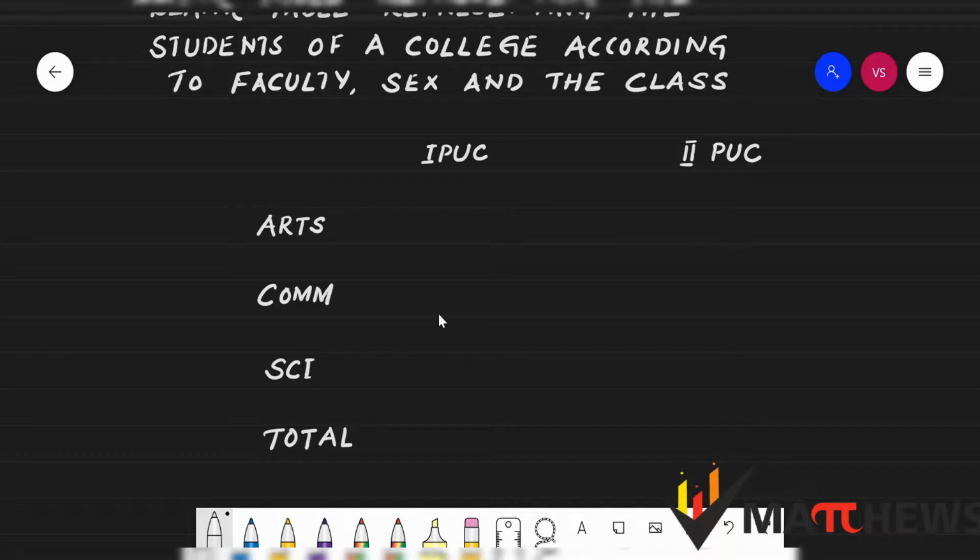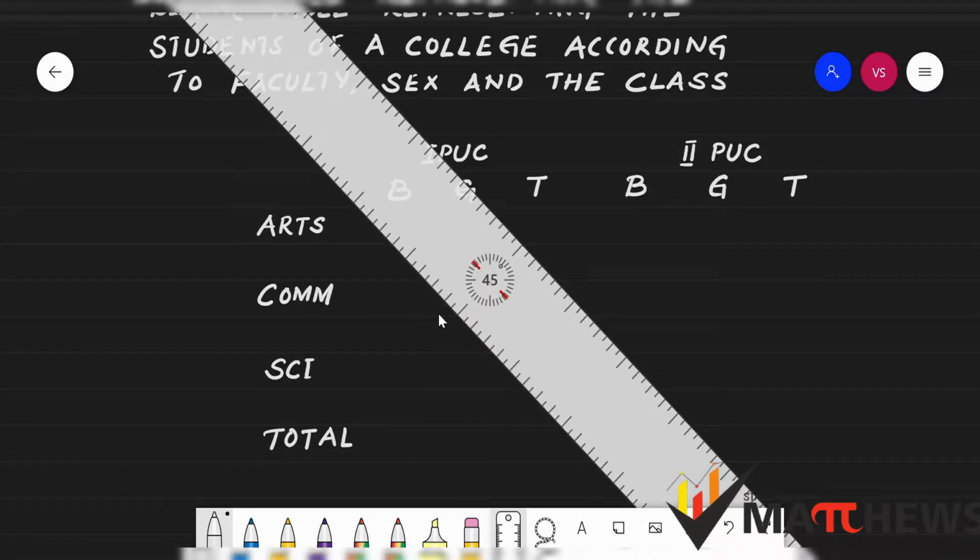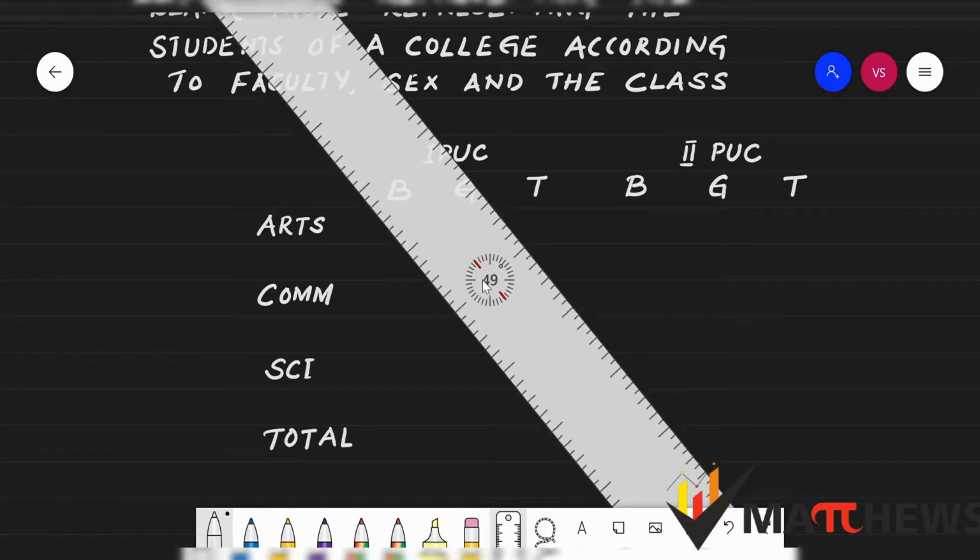Clear? Right. As we have decided in first PUC, we can take boys as one column, girls as one column, and total as another column. The same likewise should be there, boys one column, girls another column, and total the another column. Is that clear? Right. So let's form the table, students. I will take the scale and make you understand how to do all this.